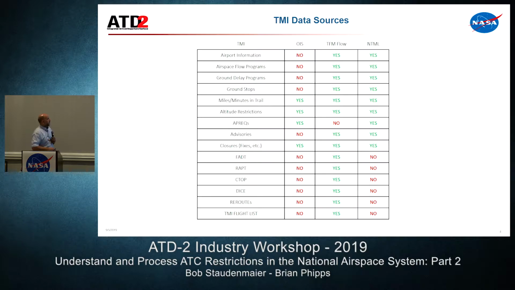So going forward, these are the various Tmi data structures that we're looking to support. We have the full list of the Tmi structures here, along with the data sources that we're trying to pull the information from. So we have OIS, TFM flow, and NTML. You can see the TFM flow is by far the richest data source of Tmi information that we have. It provides more than either what we could get through the raw NTML if we were capable of listening to that, as well as the OIS page, or in comparison to the OIS page. It just has a much, much richer set of data.